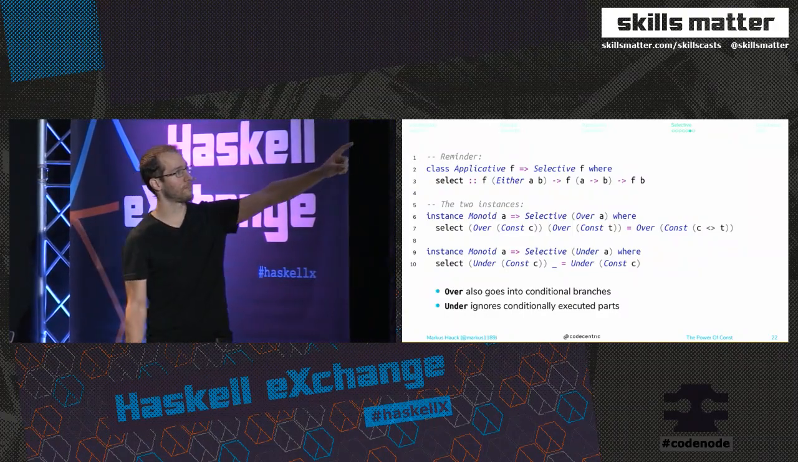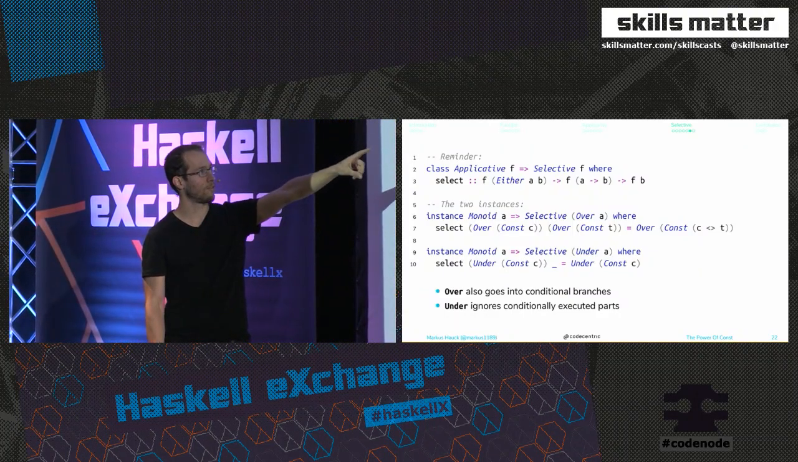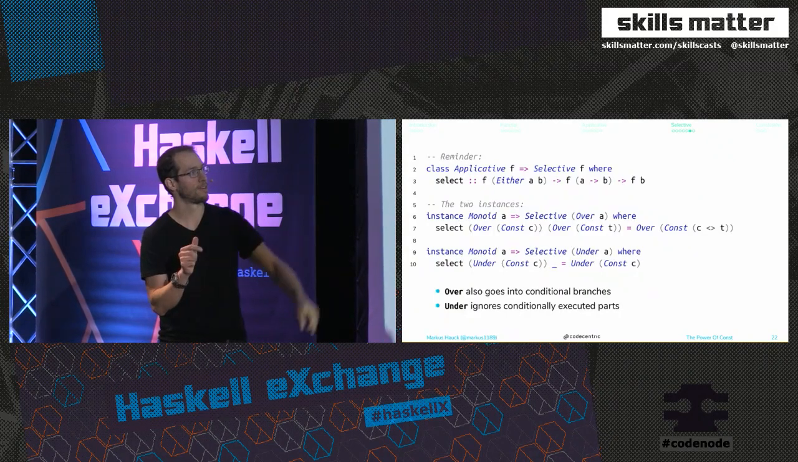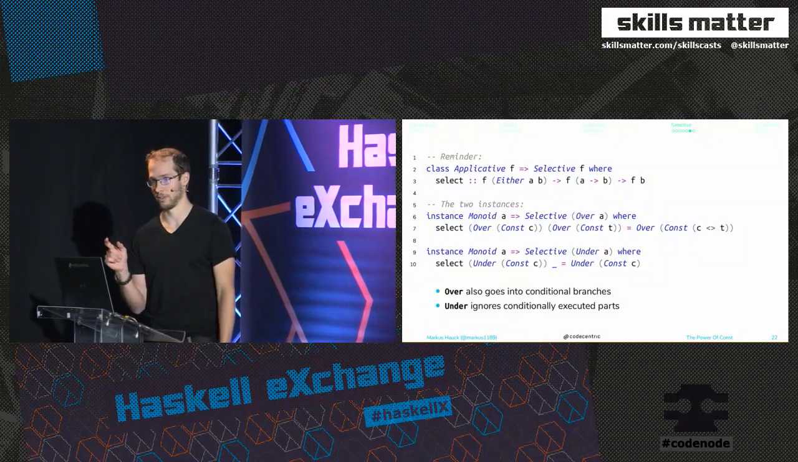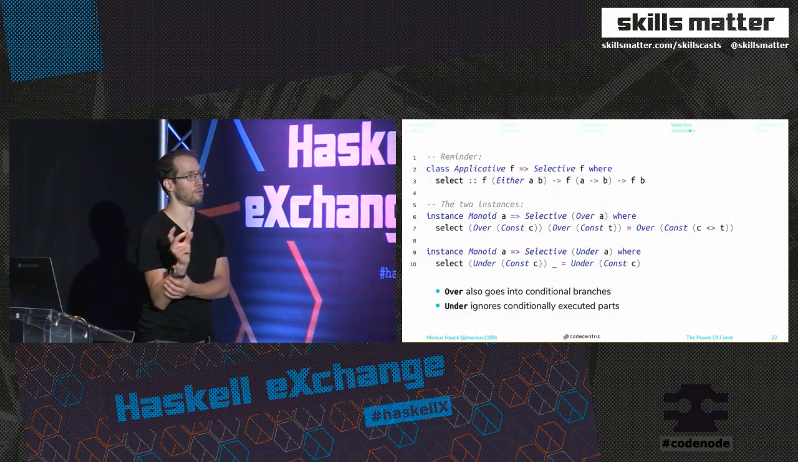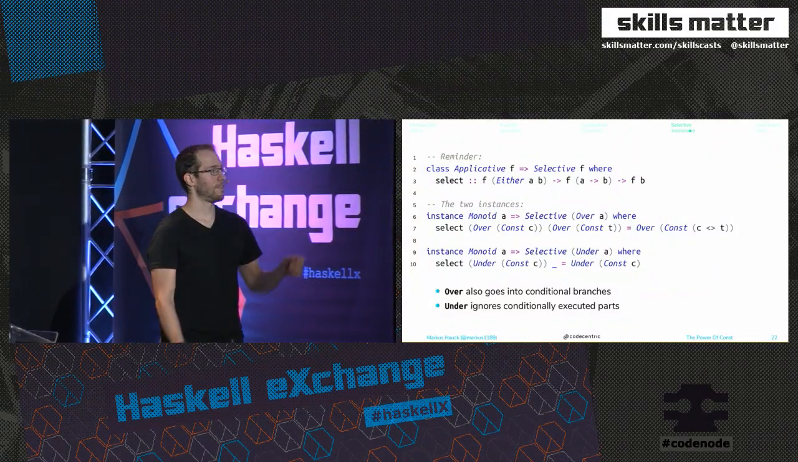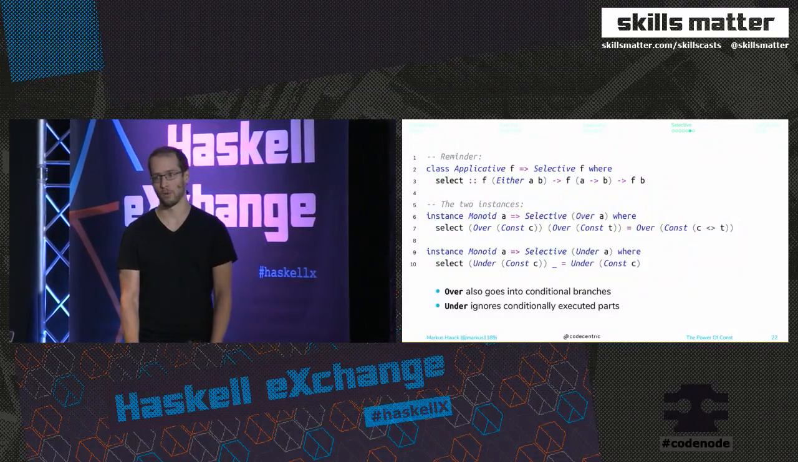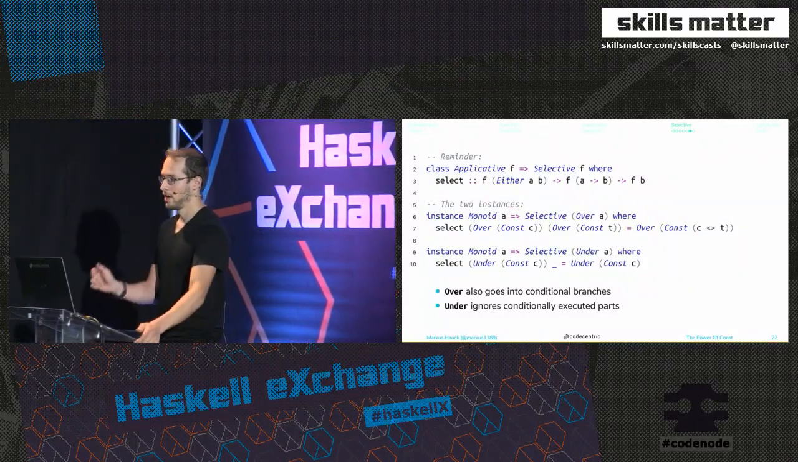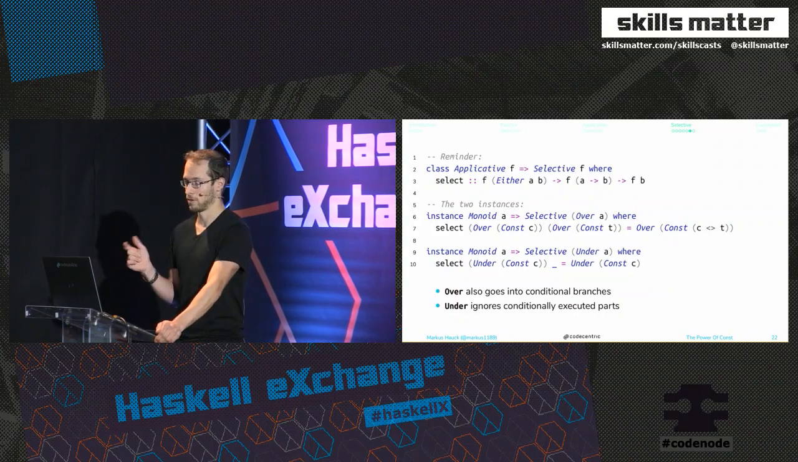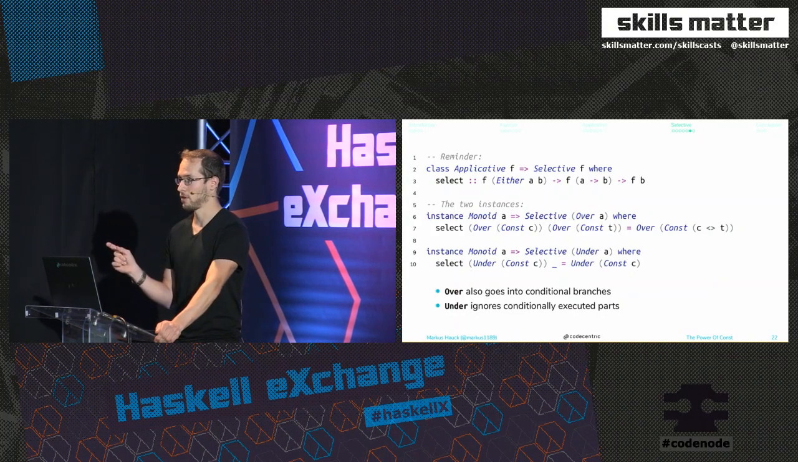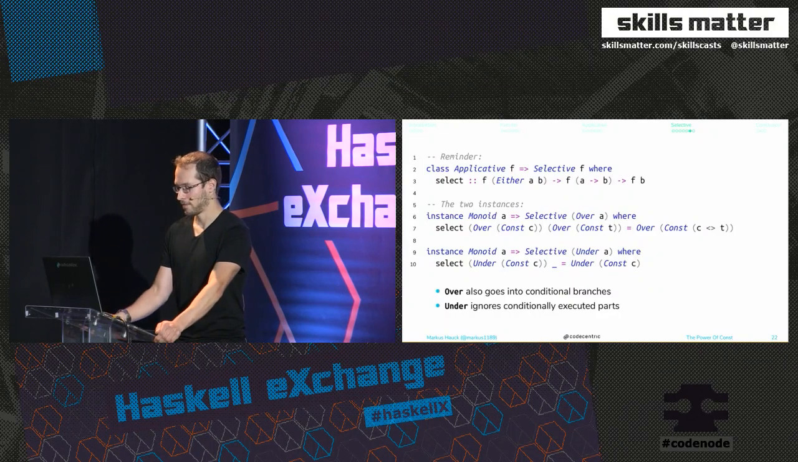So in the Over case, we collect the monoidal value for the either in any case, and also the monoidal value for the function that is conditionally executed. So we will always collect both monoidal values. In the Under approximation case, we only collect the monoidal value for the either. So if the either, for example, is the right and we never execute the function, we don't collect this. And even if it would be executed, we still don't collect it. That's why Over also always goes into conditional branches for the if, and the Under will always ignore them.